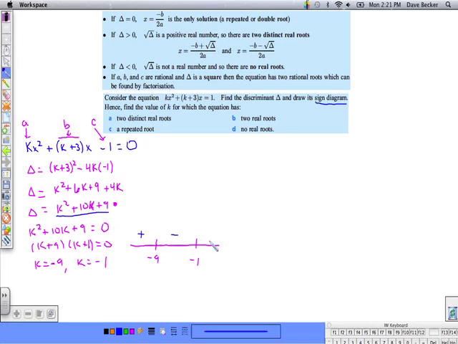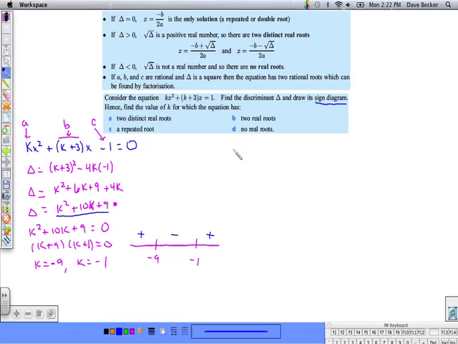To the right of -1, I'm going to make my life easy. I'm going to pick 0. So that would be 0 squared plus 10 times 0, all is 0, plus 9 is a positive result. So anything to the right of that would make the discriminant positive. So now I can use the sign diagram to answer these questions.